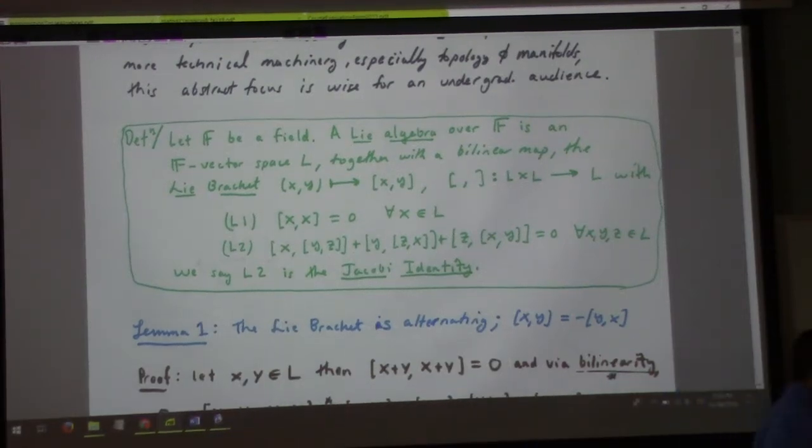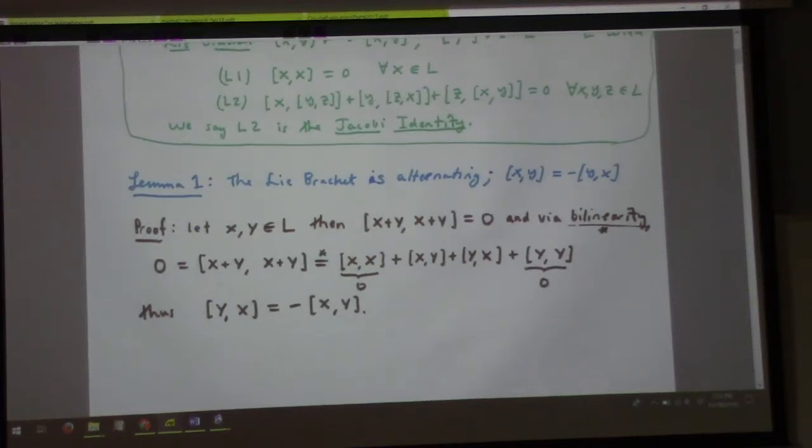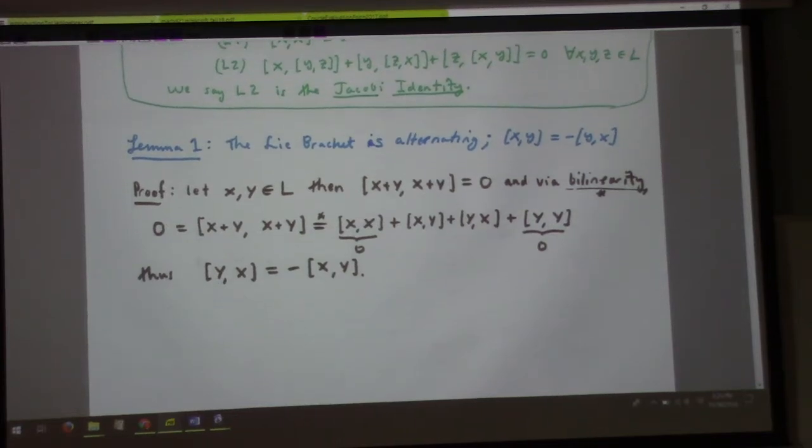Anyway, the first thing I can prove is that axiom 1 actually is equivalent to saying that the bracket is skew symmetric or alternating. So if you look at the bracket of x plus y with x plus y, well then by bilinearity you get all this, but that's 0, so it shows you that xy is equal to minus yx, as you can see here. So axiom 1 can also be replaced with alternating. Now I think that's only true if the characteristic's not 2, but anyway.